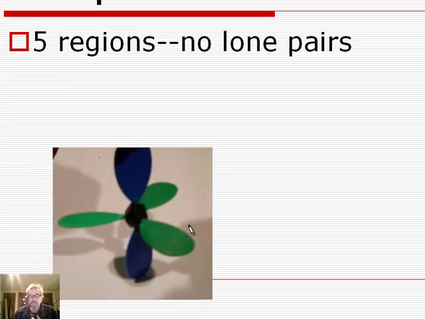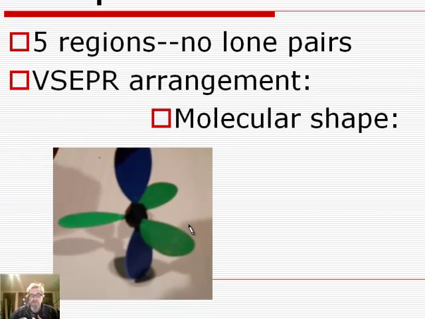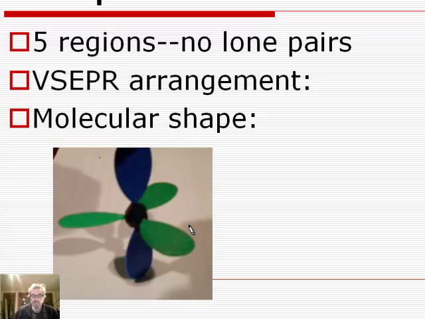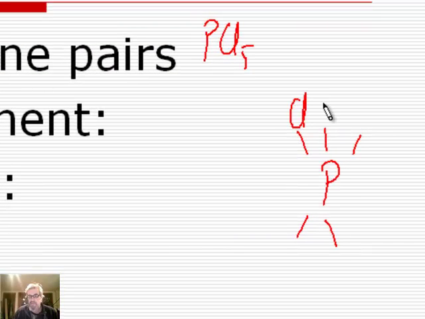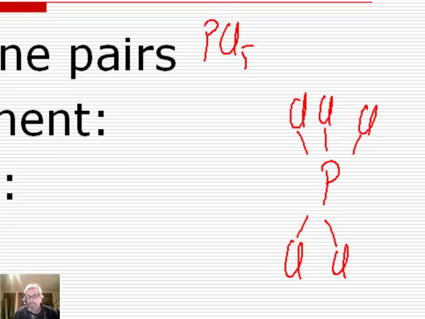Next, we're going to move up to 5 regions of electron density, and we're going to first look at the case where we don't have any lone pairs. An example of that would be PCl5, phosphorus pentachloride. Here's the Lewis structure. I'm going to leave off the lone pairs on the chlorines just to make life simpler. I've got 5 regions of electron density around this central phosphorus, and they're all bonds.